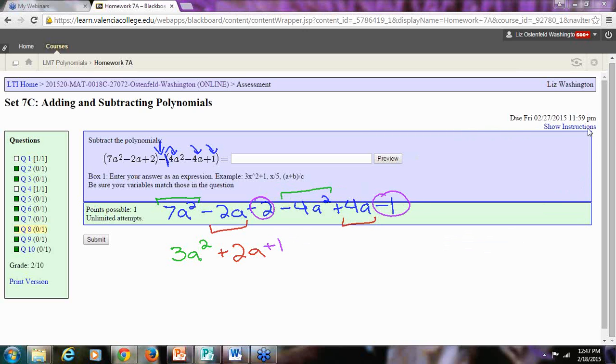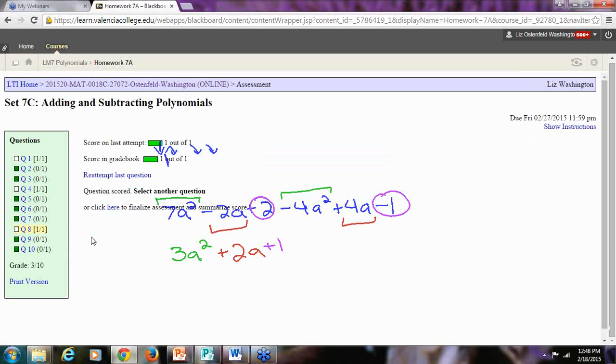So I'm going to go ahead and type that in. So I have 3a up arrow squared plus 2a plus 1, and you should always preview it. Very good.